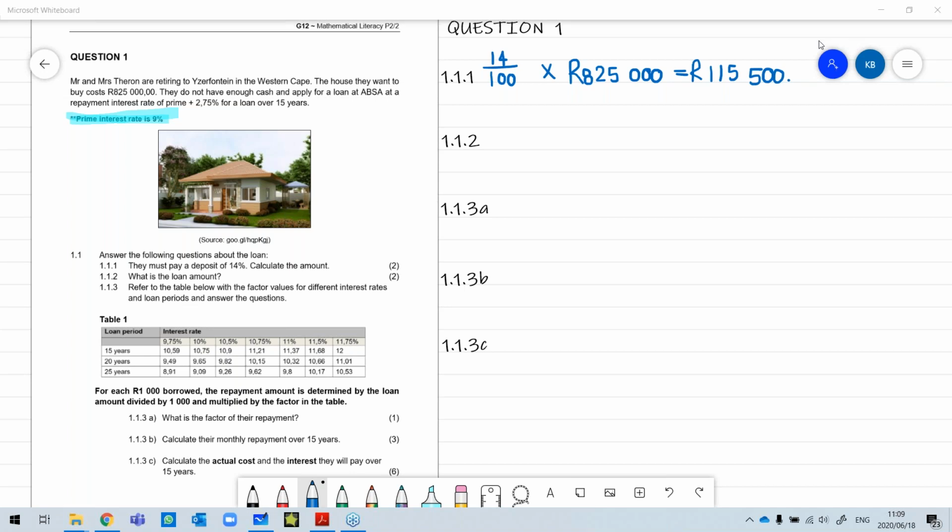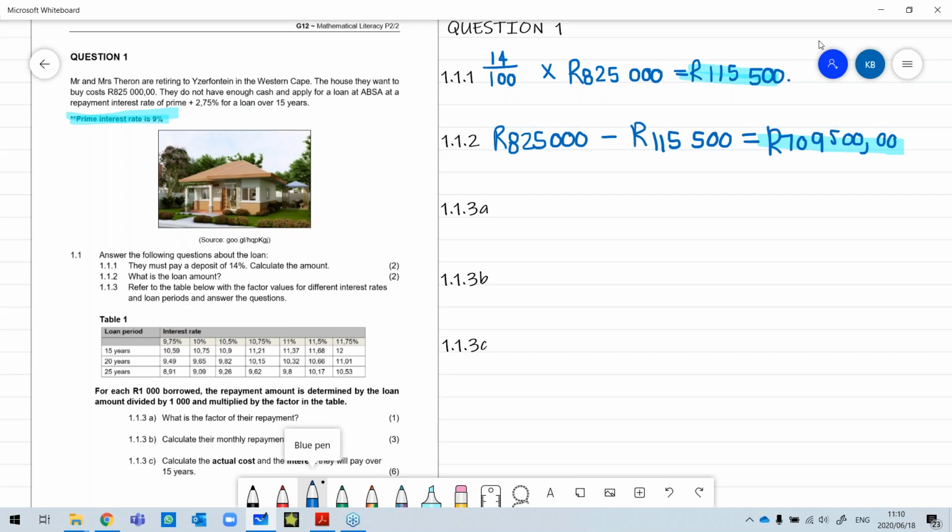Then for question 1.1.2, what is the loan amount? So if we've now determined that the deposit, which has to be paid beforehand, is 115,500 rand, we now take the cost of the house, which is 825,000, and from that we subtract the deposit. This will then give us an outstanding amount of 709,500 rand. This means at the end of the day, this will be the amount that is going to be borrowed from ABSA Bank.